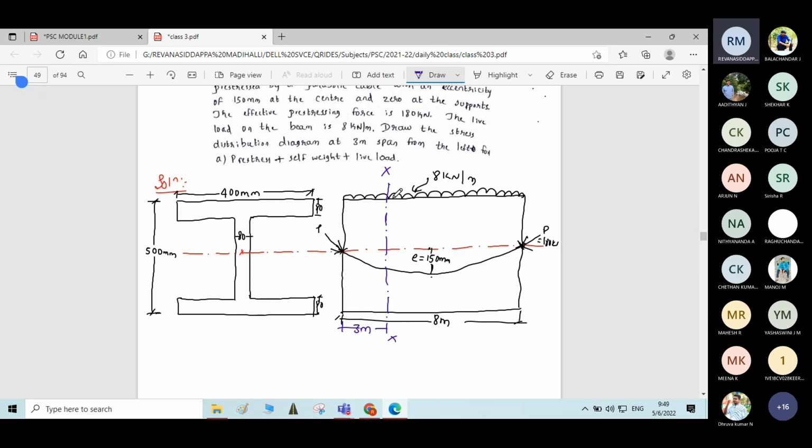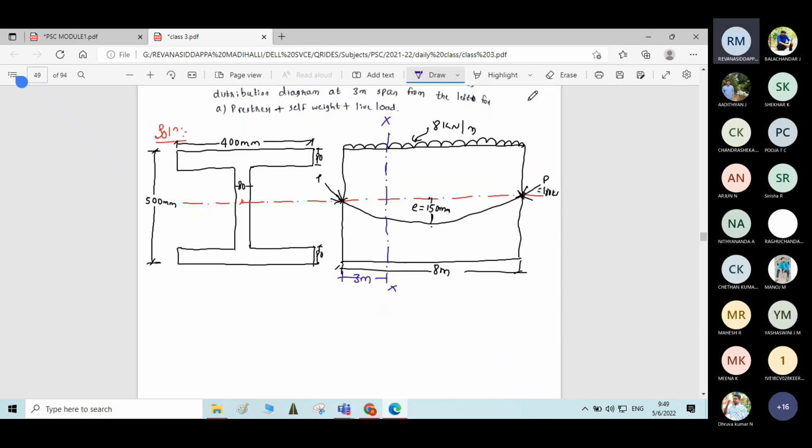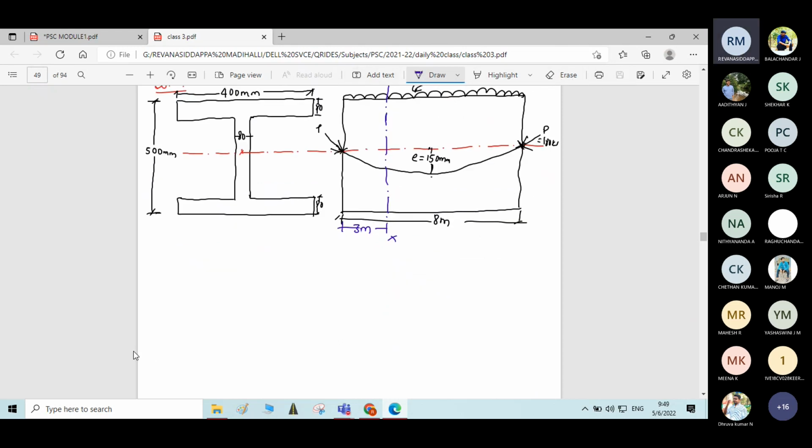Okay, at this point we want the stress distribution, which means we have to make all the calculations with respect to this section XX only, with respect to 3 meter from the support only. Okay, this is what the question is. I hope you understood. Now we will proceed with solving the problem.